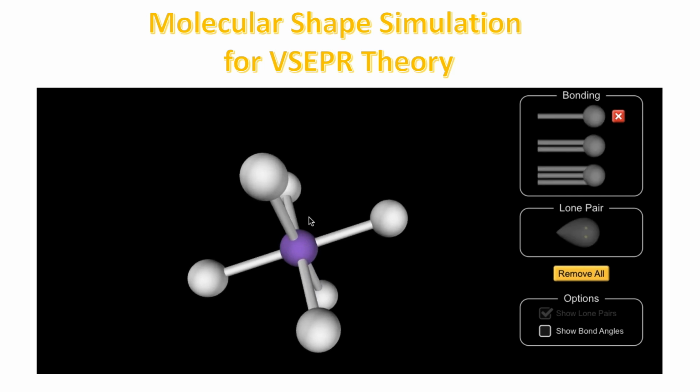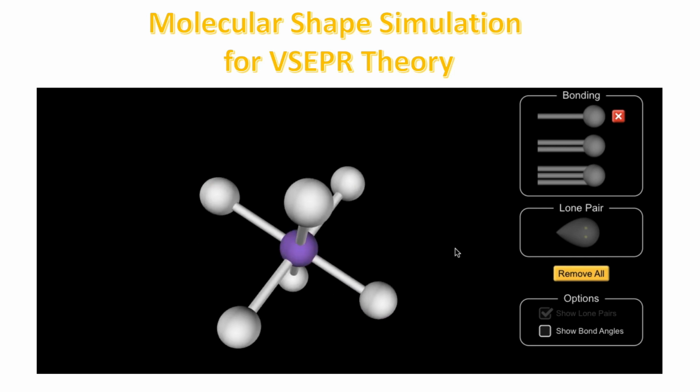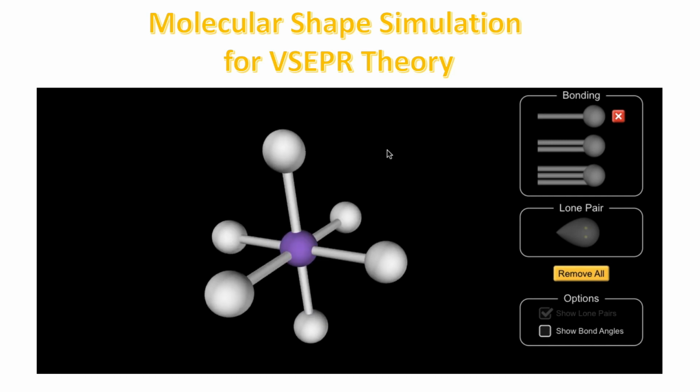In addition, we must know that the maximum number of electron pairs in a molecule is equal to 6 electron pairs.